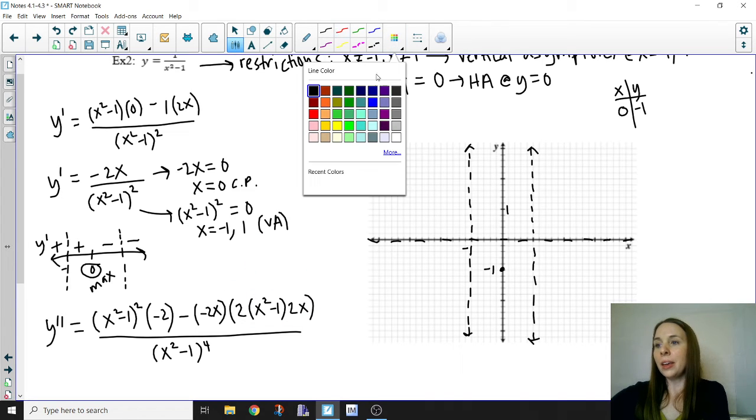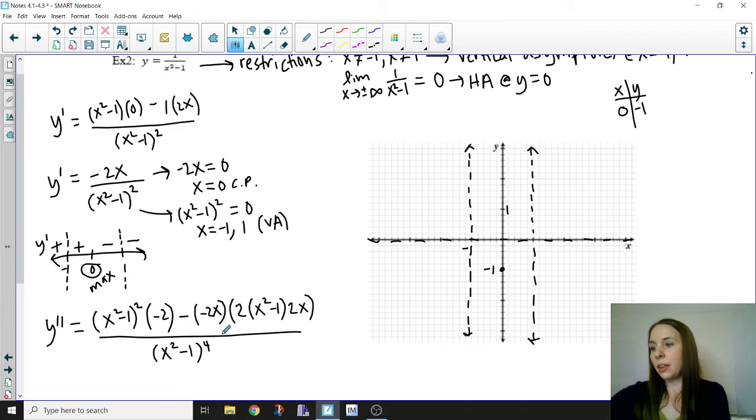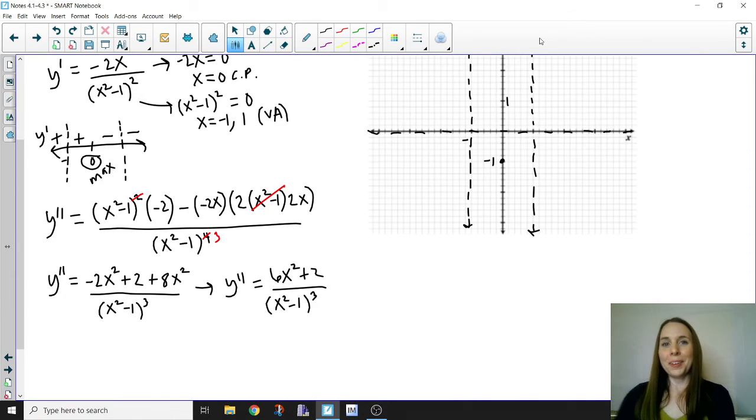And now I can do this. We have a factor of x squared minus 1 here and here that can cancel with one of them down here. Okay, and then I'm going to clean this up and show you what that looks like. Okay, distributing the -2 through this set of parentheses and multiplying all this stuff together got me here, -2x squared plus 2 plus 8x squared, all divided by x squared minus 1 cubed. And then combining like terms, I'm now here. Y double prime is 6x squared plus 2, all divided by x squared minus 1 cubed.